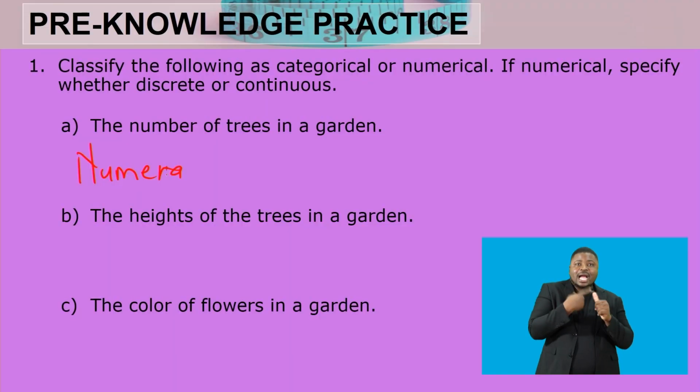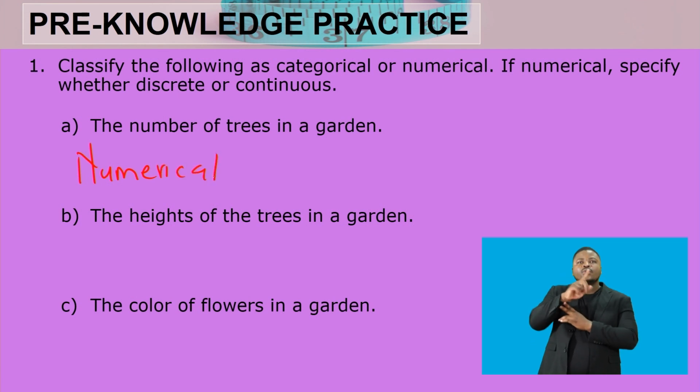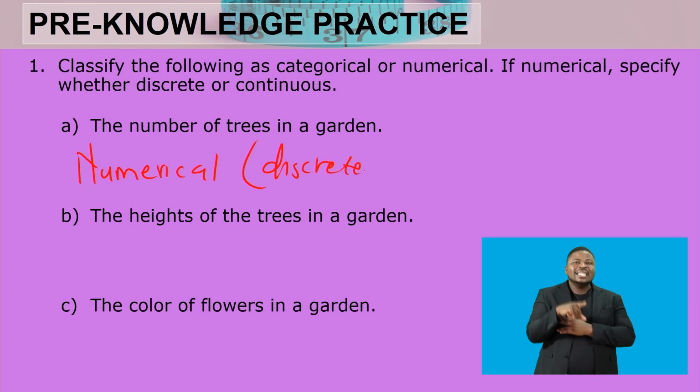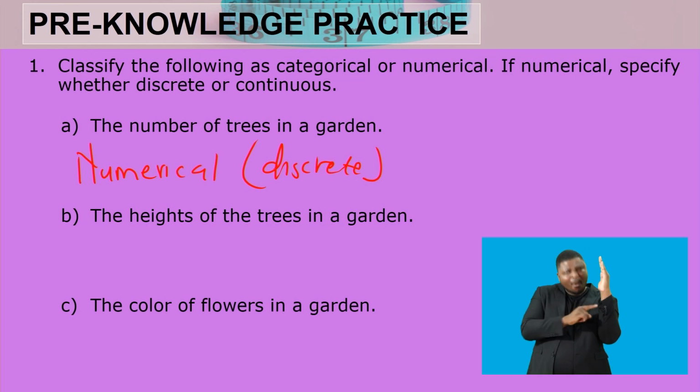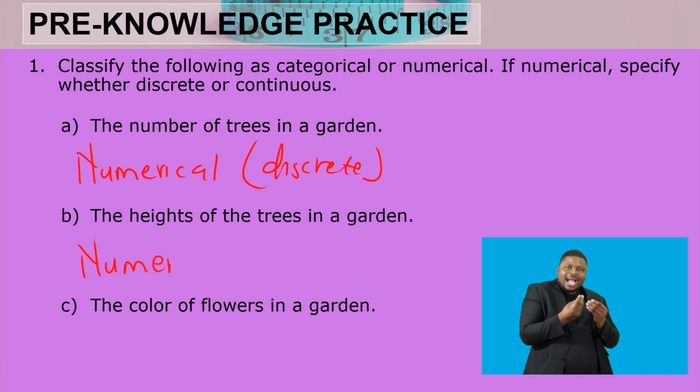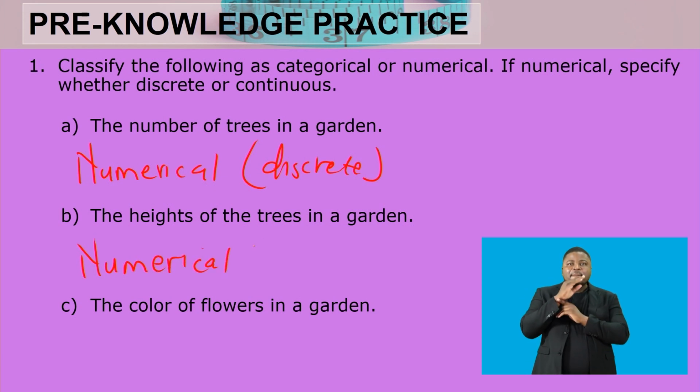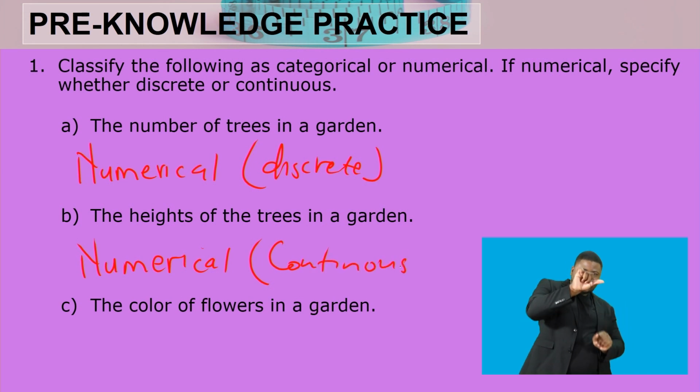If it is numerical, data that can be counted is discrete. So it is discrete numerical data, which is the number of trees in a garden. Then we go to B, the height of the trees in a garden. We cannot count a height, so we can only measure a height. So it is also numerical because it deals with numbers. Height is values, and if it's numerical, then it becomes continuous because it is measured data.